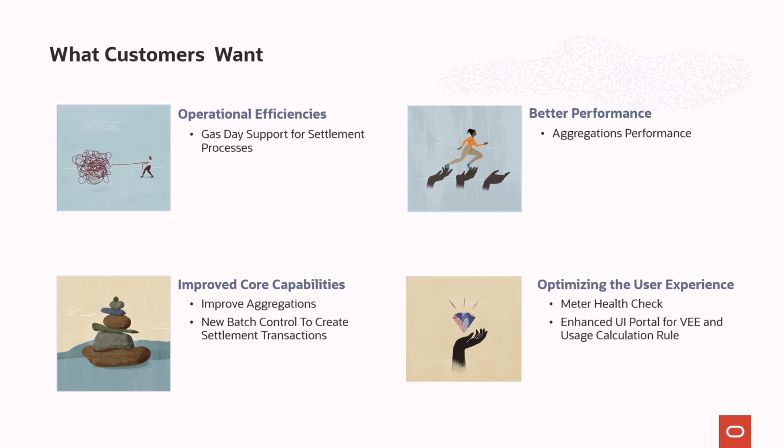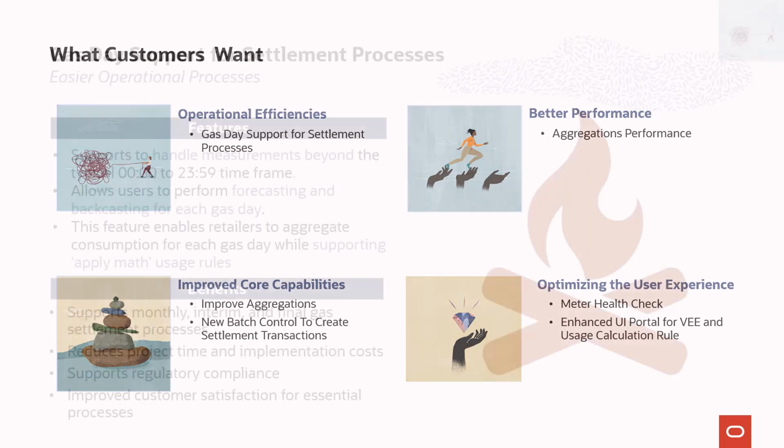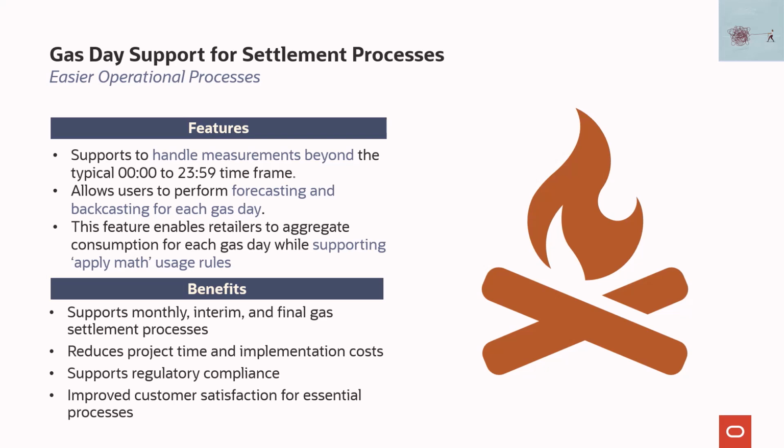So let's begin with operational efficiencies by supporting gas day, which is majorly used in settlement processes. As you know, we usually support a time frame for measurements or IMDs from 00 hours to 23:59 hours for a day. But in major gas utilities, it is required to support beyond these typical time frames. For example, instead of starting at midnight, it may be 8 a.m. to 8 a.m. the following day, or 10 a.m. to 10 a.m. the next day.